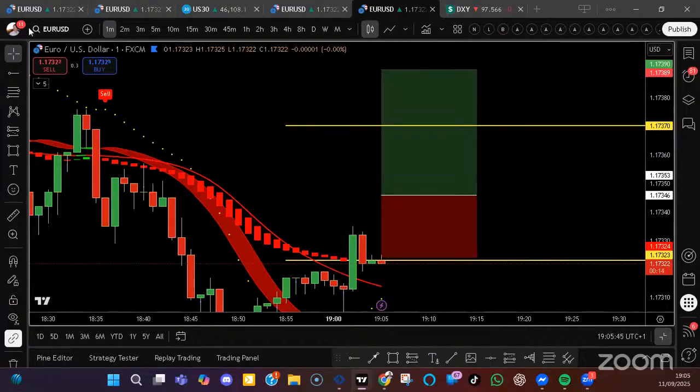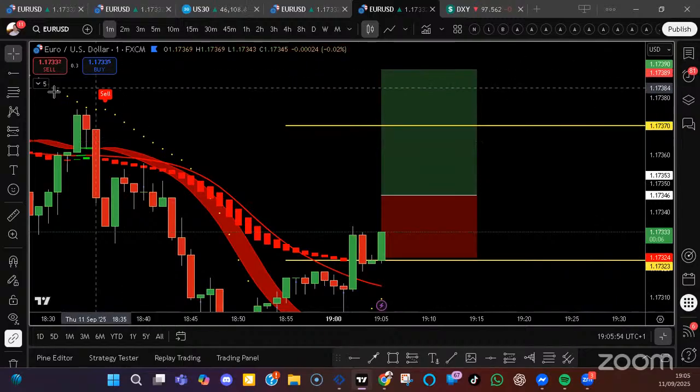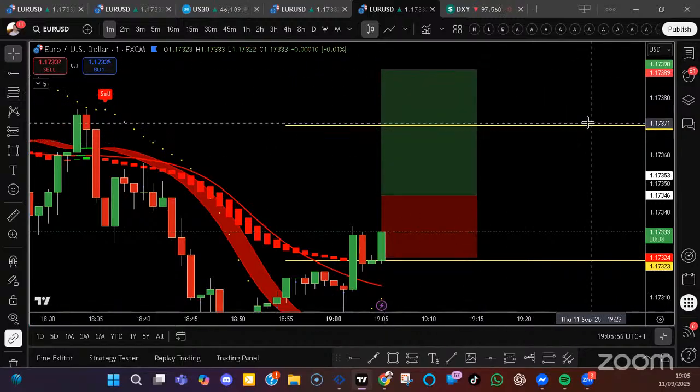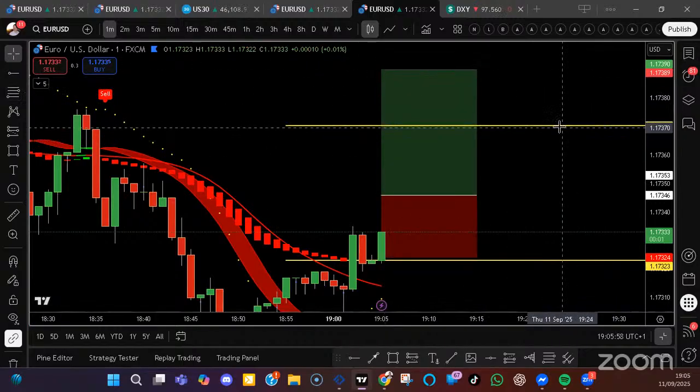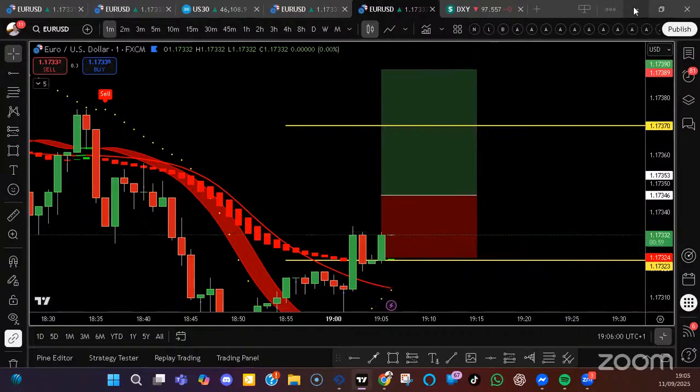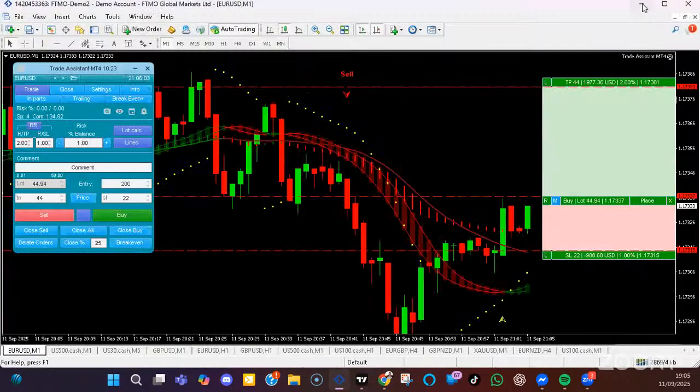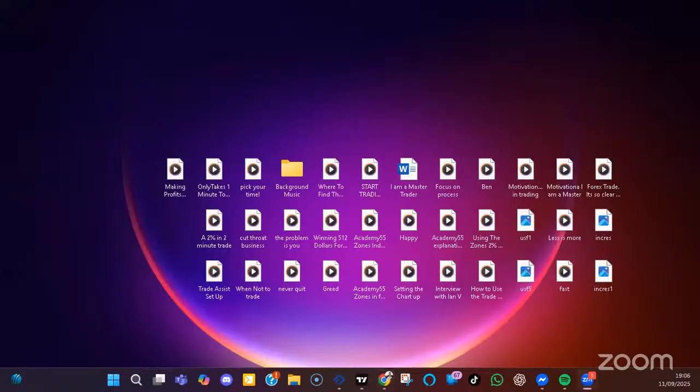Now, with the strategy, we are allowed to trade twice in the day. And luckily for me, I traded earlier on today on the EUR USD between 3 and 4. And this is what it looked like.